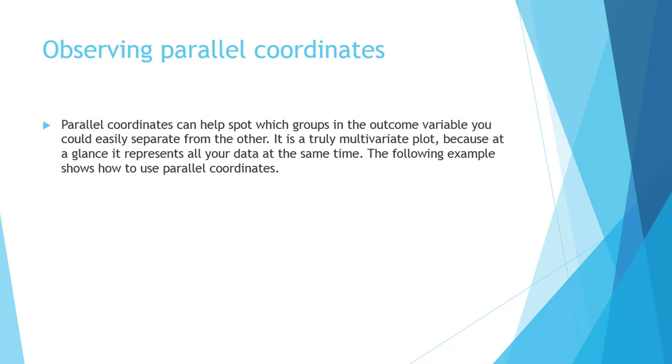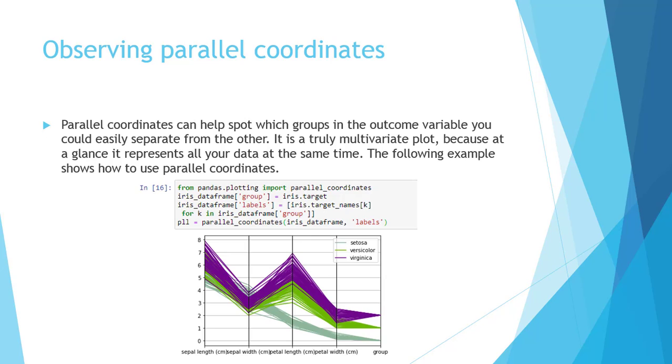Next, we will see observing the parallel coordinates. Parallel coordinates can help spot which group in the outcome variables you could easily separate from the others. It is truly a multivariate plot because at a glance it represents all your data at the same time. The following example shows how to use parallel coordinates. For that, we have to use the command parallel coordinates, and we have to pass the iris data frame. So this represents all your data at the same time.